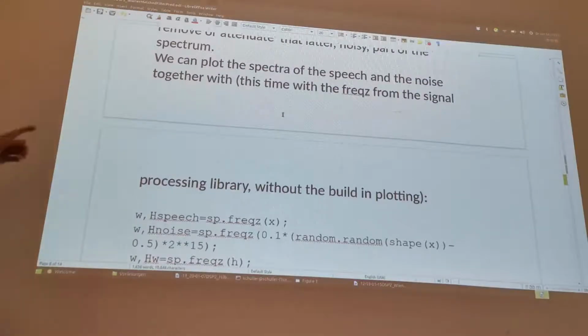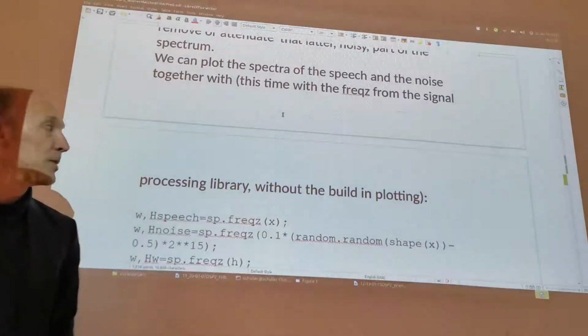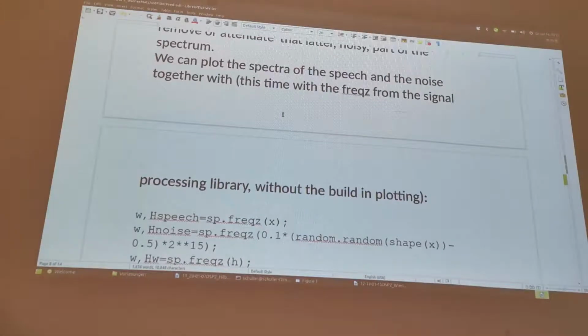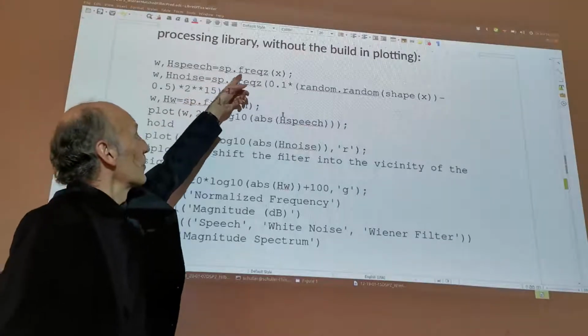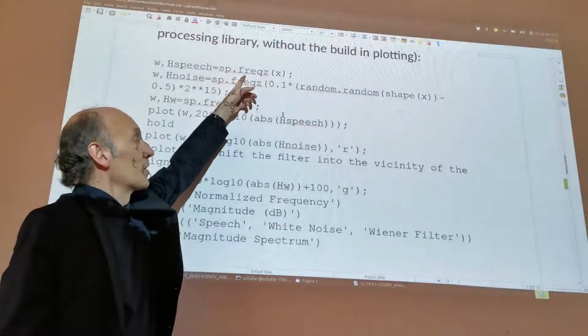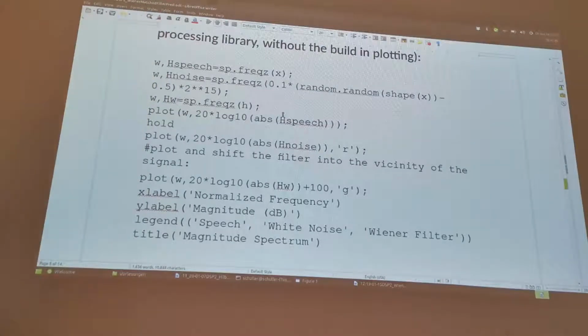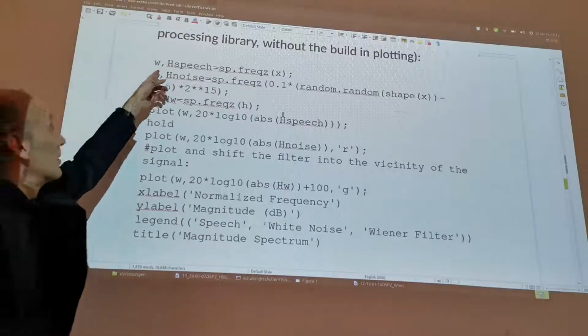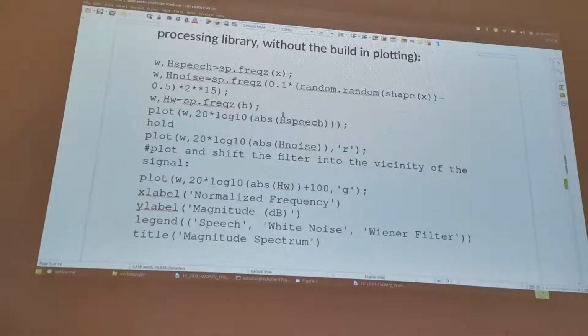So we can also plot the spectrum of speech and noise together, this time with freqz from the signal processing library without the built-in plotting, because we want to plot them on top of each other. So here you can see the code. Here you can see the signal freqz. And this returns w. This is the frequency sampling points at which it computes the transfer function. Here H speech is the transfer function of our x, or the frequency response of our speech signal. So basically this applies a very long FFT to our entire speech signal, so that we can see the spectrum of the speech signal.